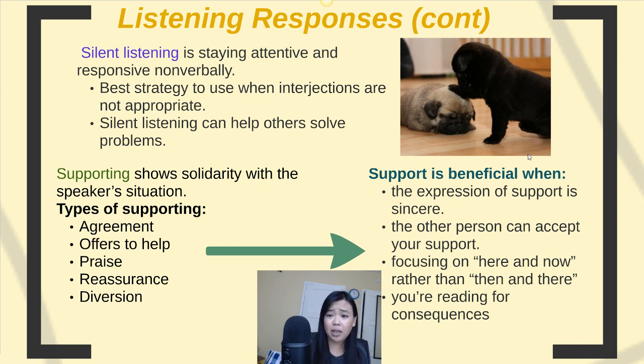You might be giving that person a hug. You might be holding them while they're talking. You might be tapping them on the shoulder. You might be doing a myriad of different nonverbal cues to let them know, hey, I'm paying attention to you. And silent listening is there to help other people solve problems. Because like I said, we all need to vent sometimes, and we all need a silent listener in our lives that will sit there and just listen to us, right? And let us get those things off our chest.